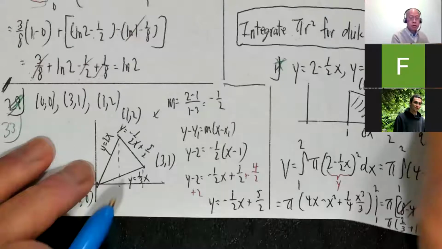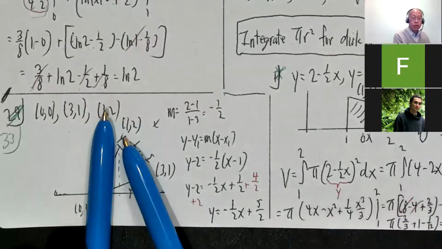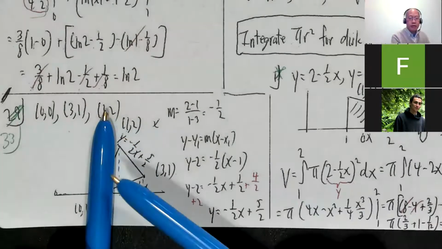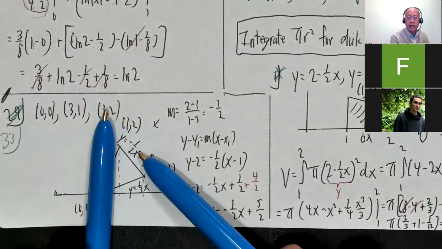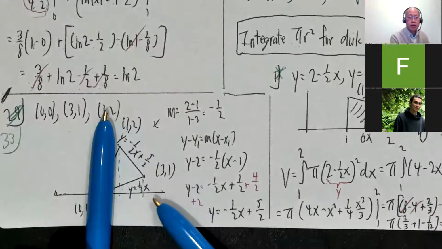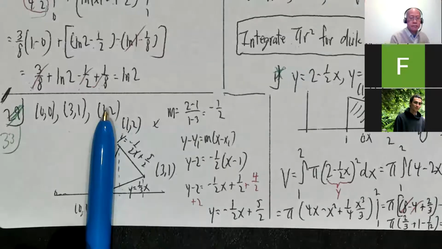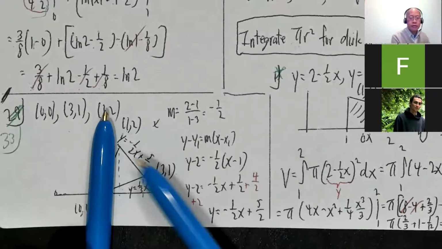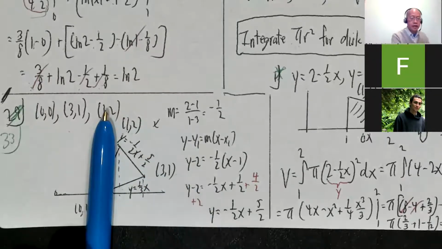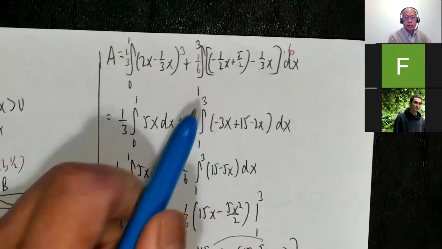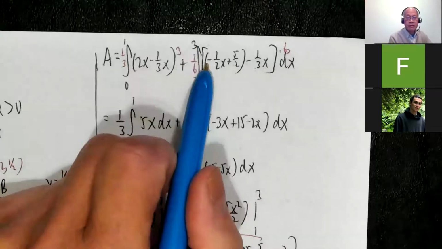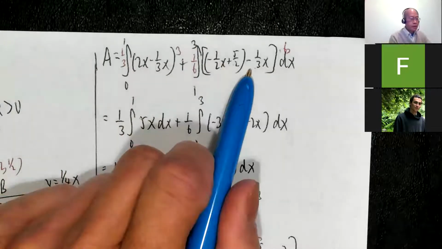And then the second part of the problem, I'm going to integrate from 1 to 3. Now the upper function is this funny thing, negative a half x plus 5/2, and the lower function is still 1/3 x. So the integral from 1 to 3 of negative a half x plus 5/2 minus 1/3 x. Still using the principle of upper minus lower. Whatever the upper function is minus the lower. So there it is, 1 to 3, negative half x plus 5/2 minus 1/3 x.